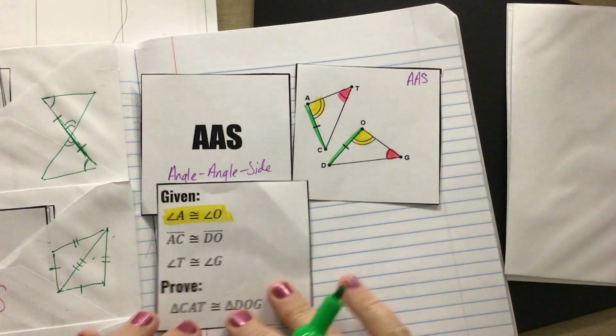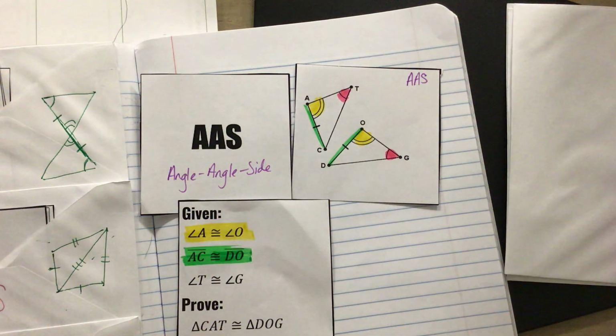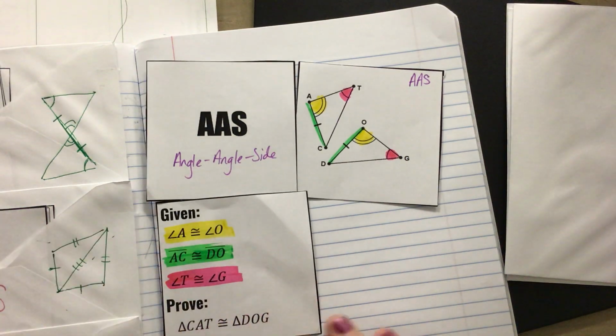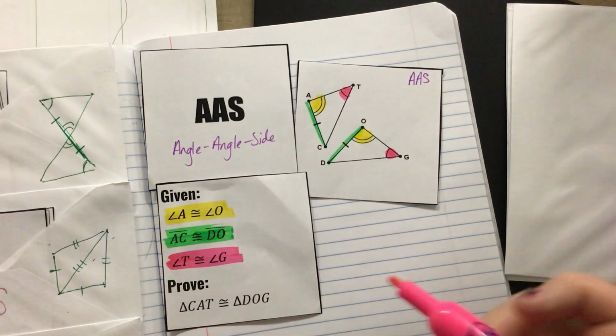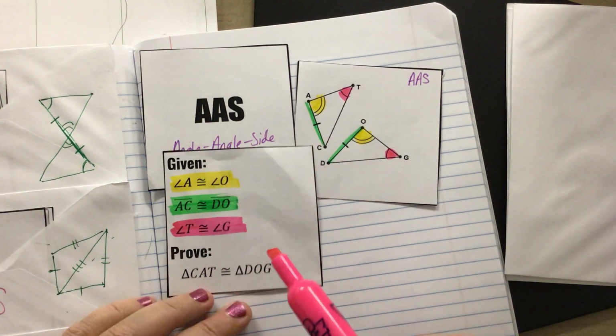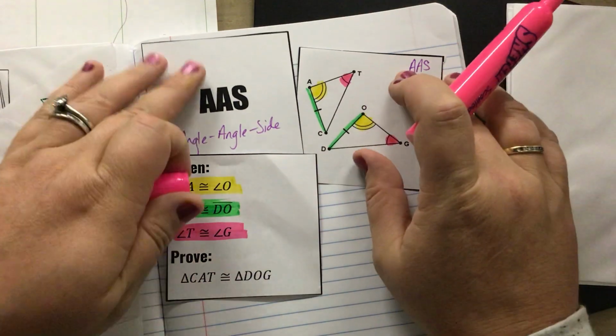I have segment AC congruent to segment DO. That's the one I had color coordinated with green. And then I had angle T congruent to angle G. I had marked that in pink. So again, if I was given these pieces, I could say these two triangles are congruent by angle, angle, side.